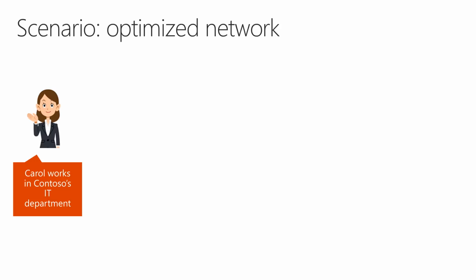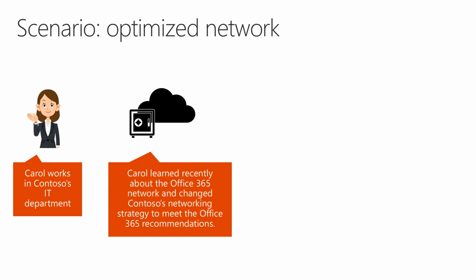Now let's take a look how it looks like with an optimized network. So this is Carol. Carol works in Contoso's IT department. Recently, she learned about how the Office 365 network works, why it can be trusted, and how Contoso's network should be changed to match the strategy and the recommendations of Office 365. They're investing some time, they're doing the due diligence to understand how security works, how trust works, who they can trust, who they should trust, and which kind of traffic patterns they need to enable and improve.